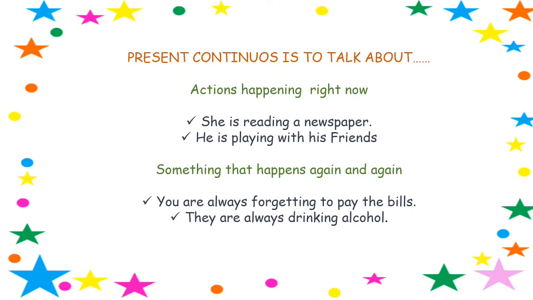Also, another important thing you have to know is that the present continuous is used to talk about actions that are happening right now. For example, she's reading a newspaper. This is an action that is happening right now, or he's playing with his friends. It is also used to talk about something that happens again and again. For example, you are always forgetting to pay the bills. That thing is happening always and always. And they are always drinking alcohol. It's something that happens again and again.